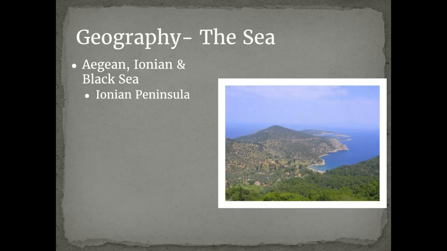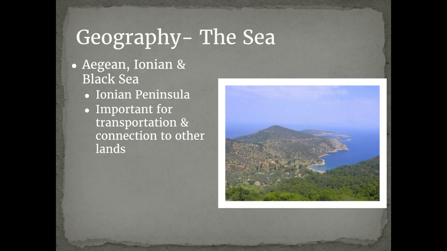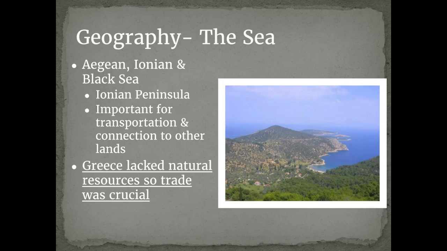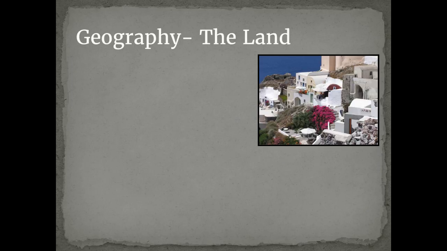It's surrounded by the Mediterranean Sea, more specifically the Aegean Sea, the Ionian Sea, and then to the north, the Black Sea. Water is very important for their transportation. Also, and you want to write this down, ancient Greece lacked natural resources, so trade is very crucial to them. They're constantly going to be trading and interacting. They are also going to rely on the ocean for most all of their food. So it's a very big deal for them in ancient Greece.